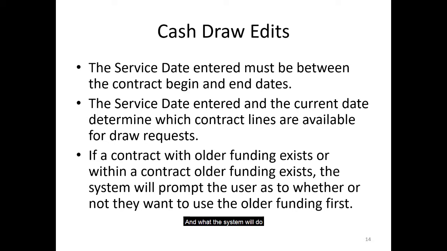And what the system will do as well is that if you initiate a draw request and there is older funding that exists that could be used for the same purpose, the system will alert you to that fact to promote FIFOing and using older funding first, but it will not stop the transaction. It will just let you make sure that you're aware that older funding may exist in cases where you may have multiple contracts and things.